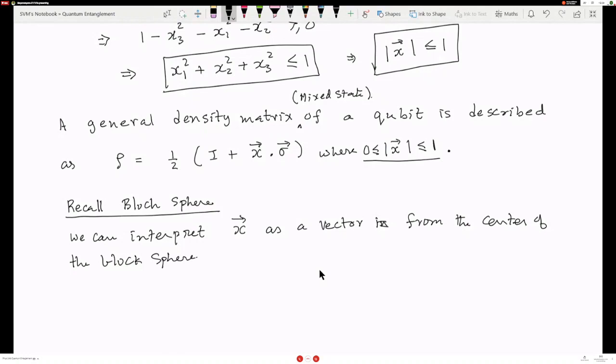Sir, how did you fix the lower limit of modulus x as 0? Modulus of any vector has to be greater than or equal to 0. It will be 0 if the vector is 0, otherwise it has to be greater than 0.